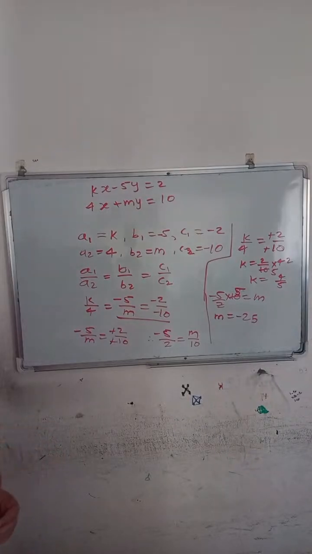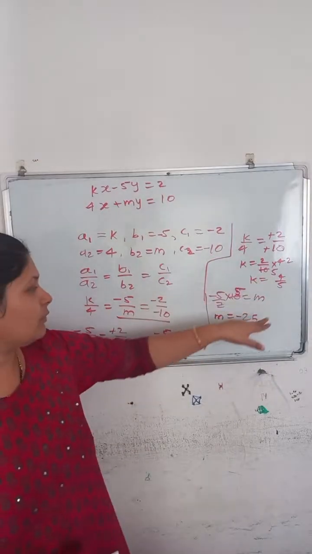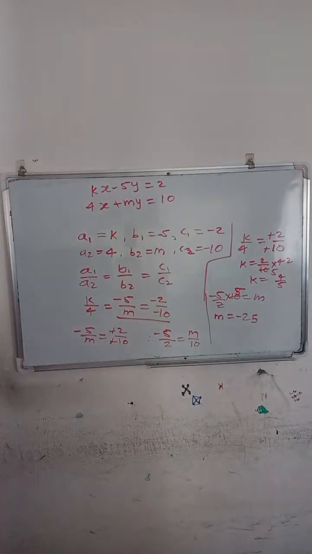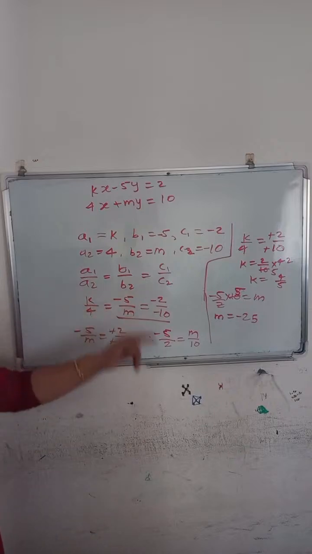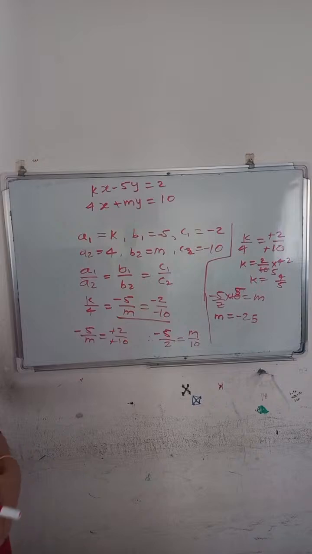So check which option is there here. Option first is the correct option. You can tick option A: k is 4 by 5 and m is minus 25. In one question they are asking two values, m and k. So hope you all are getting this.